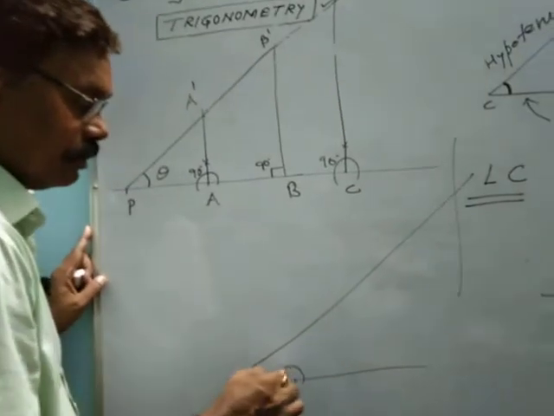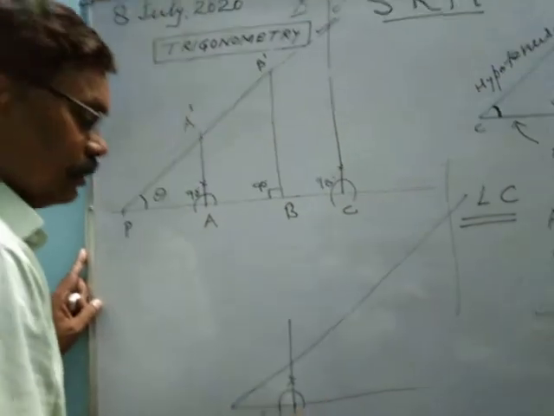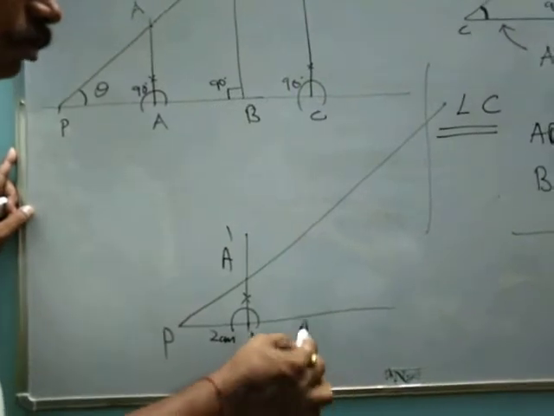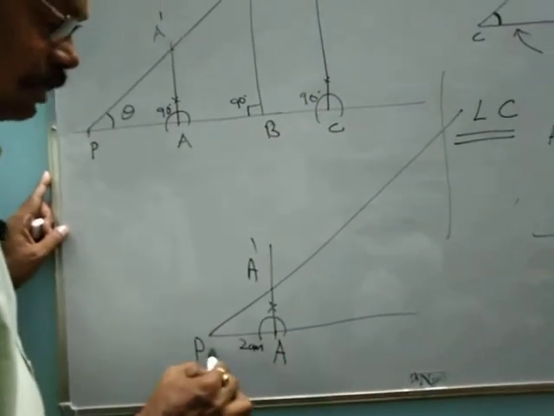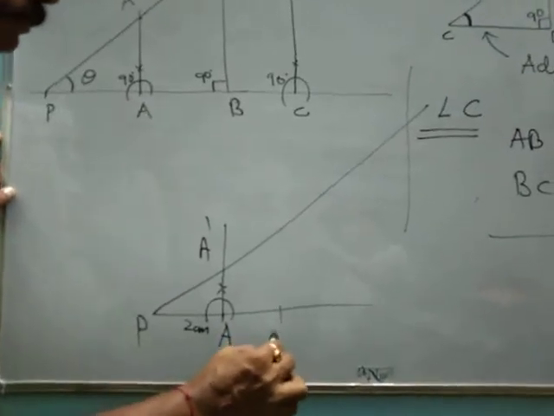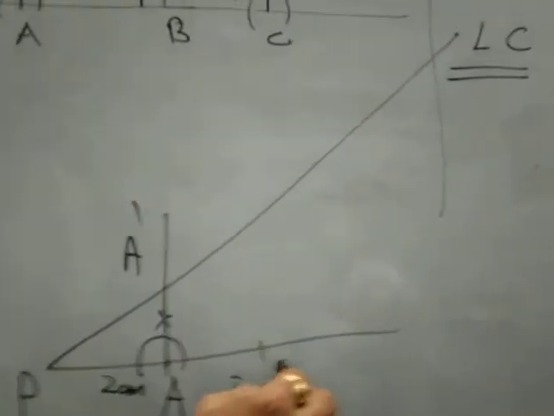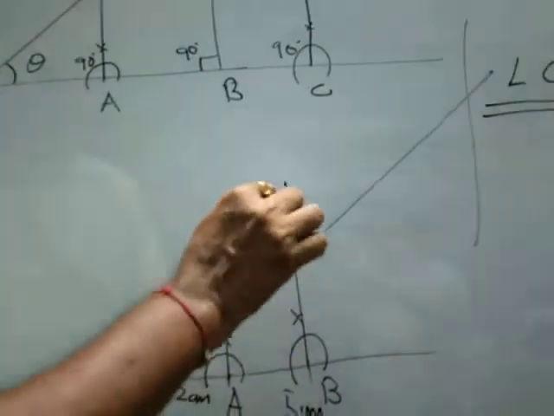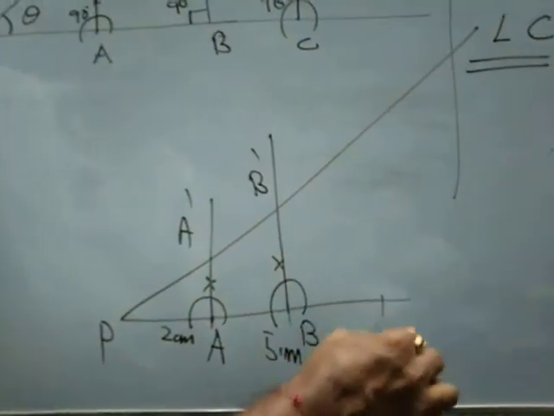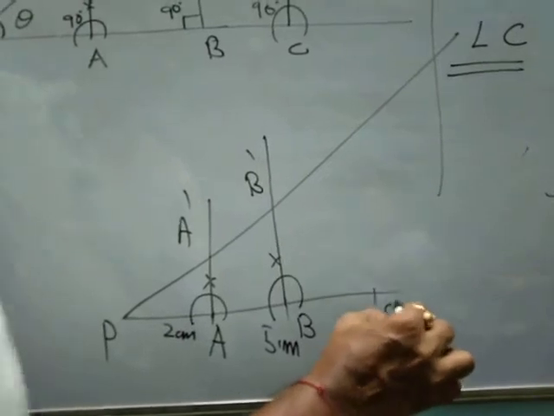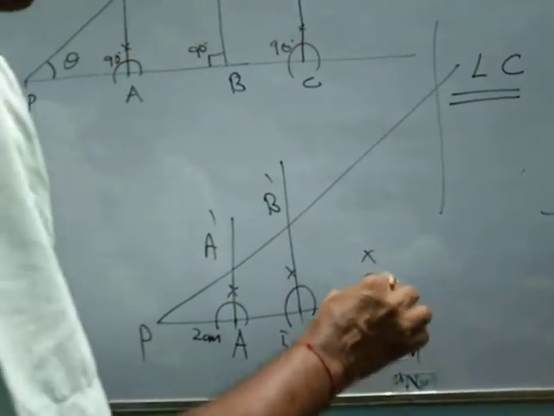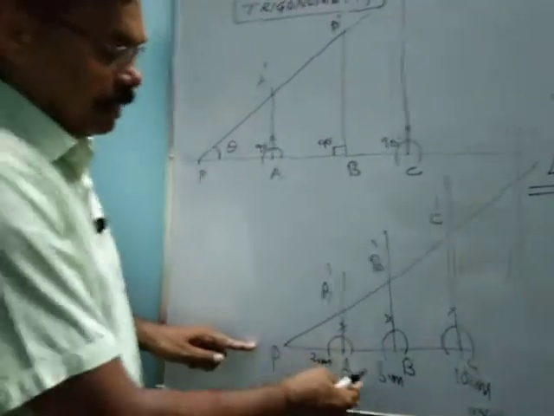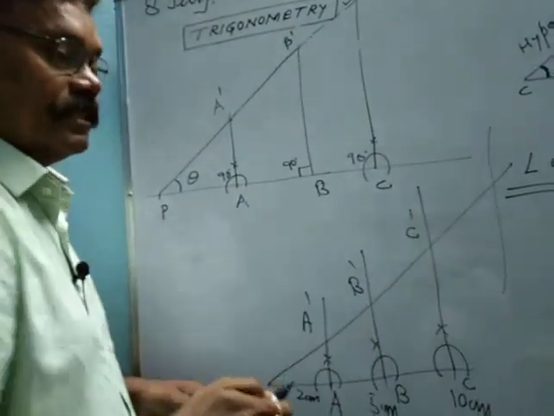Mark a point, draw a perpendicular at this. Call this A and this will be A dash. Again take some other point. Suppose from here you took 2. Next time you take 5 centimeter. So this is B. Draw with compass. So this will be B dash. Take one more point, let's take it at 10 centimeter. Call it C and draw a perpendicular. So this will be C dash. So we are having three different triangles, PAA dash, PBB dash, PCC dash.